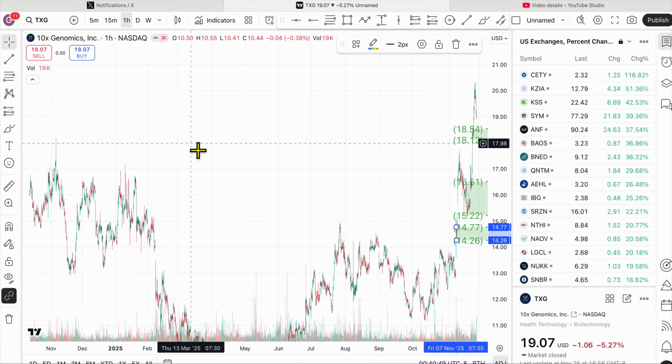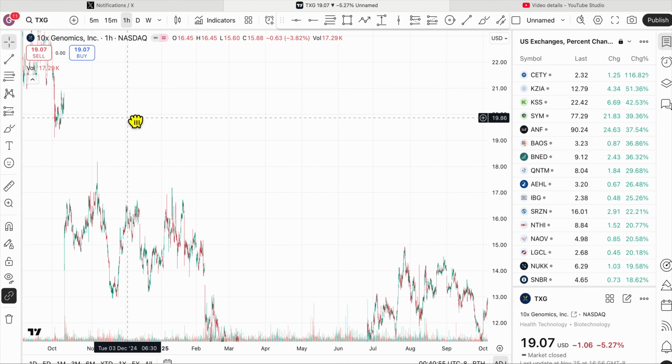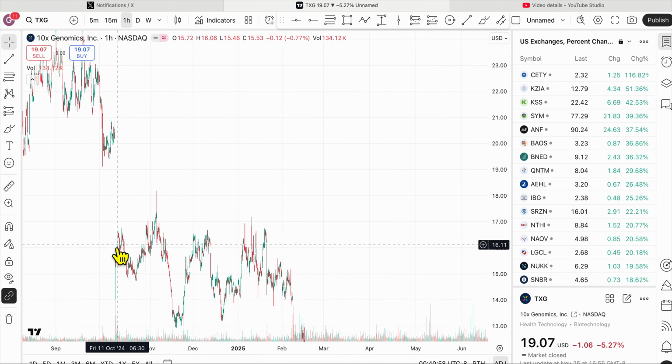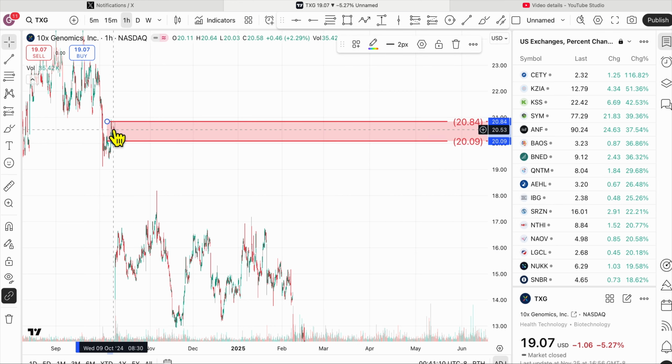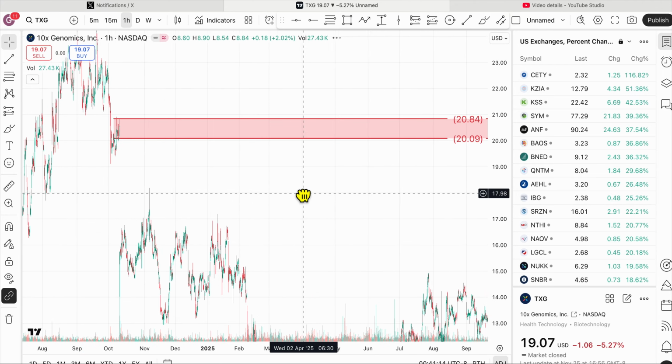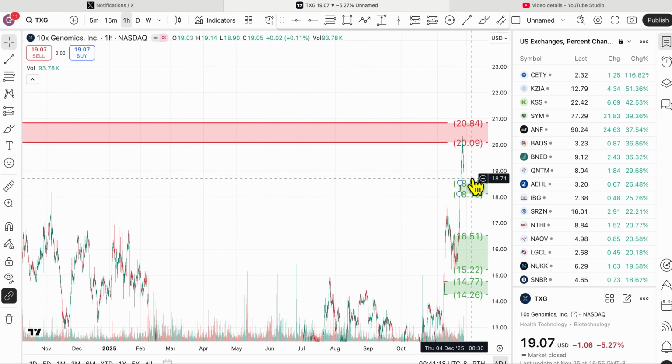If we go back in time here, we'll notice that there is a resistance level right at the start of the gap down in October 2024. So there's a resistance level I'm going to draw right here. See that? We would chop sideways, and then we gapped all the way down on news in the late part of 2024, and that's exactly where we reversed.